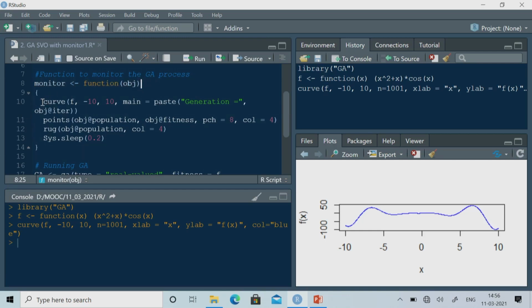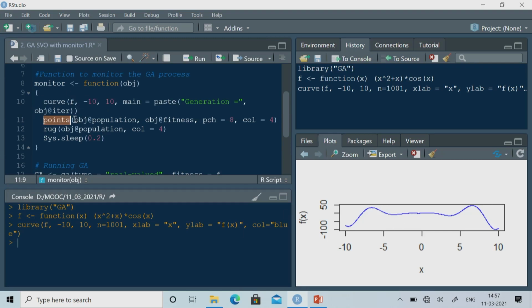And here, the first line is to plot the curve, between -10 and 10. The curve function you have already used. If you execute this particular line, this curve will be drawn, and then I would like to put the points, I would like to put the population. Therefore, I am using the point function. This point function will put the points over this particular curve.